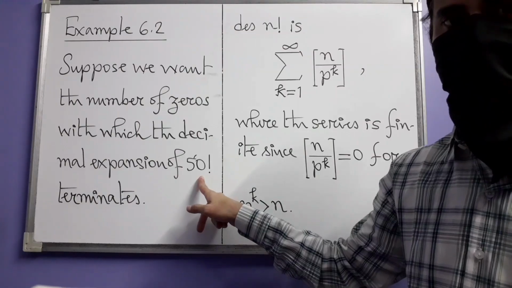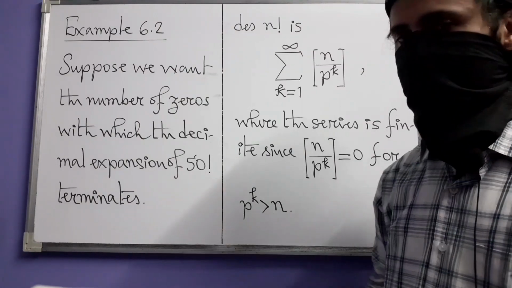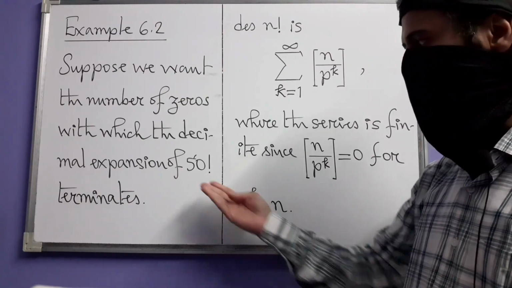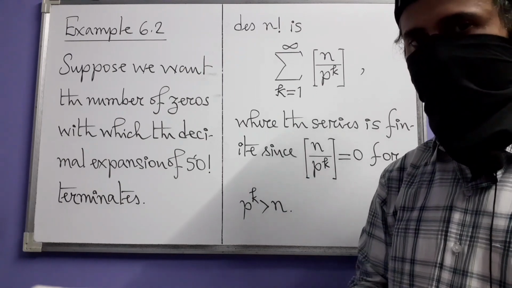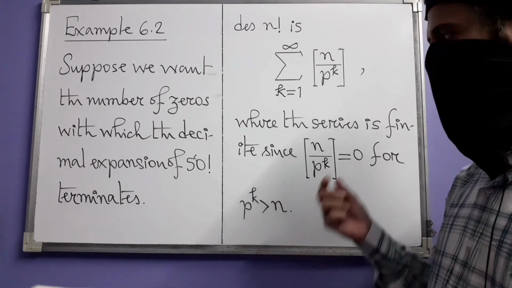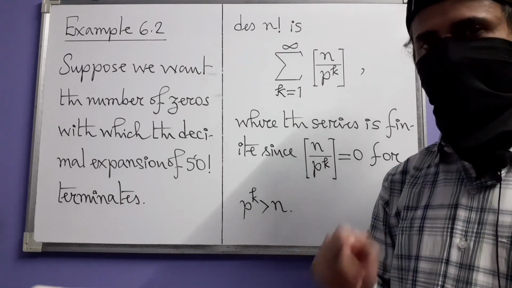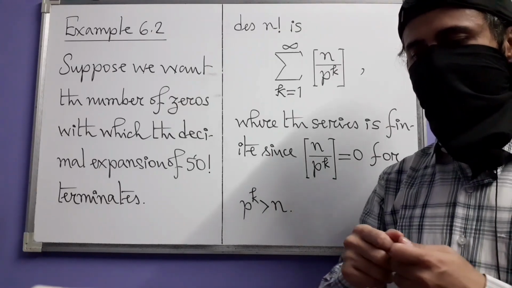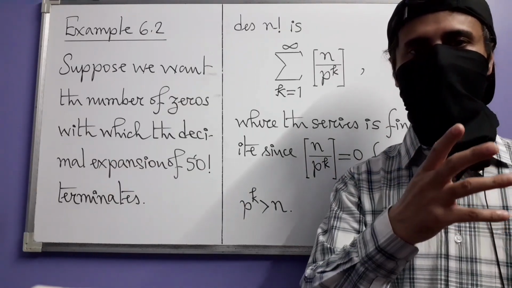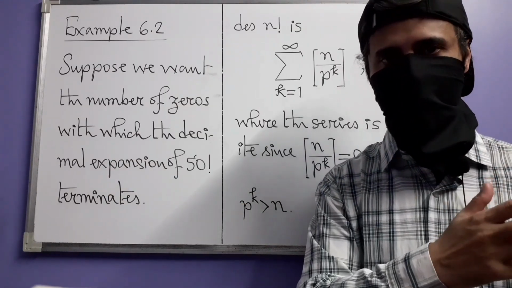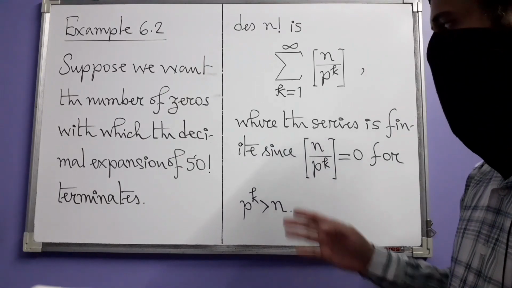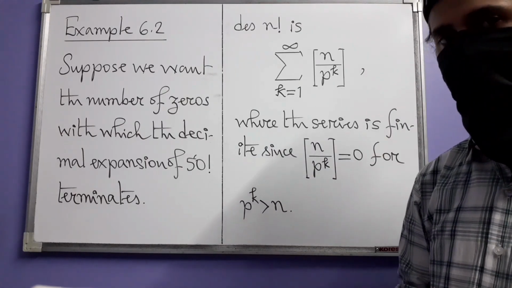50 factorial terminates. Obviously you cannot expect to be able to calculate 50 factorial actually, multiplying all the positive integers less than or equal to 50 and then seeing how many zeros are there at the end of the number. So instead we will use this result, but how?